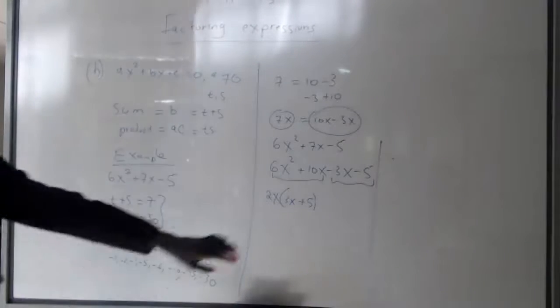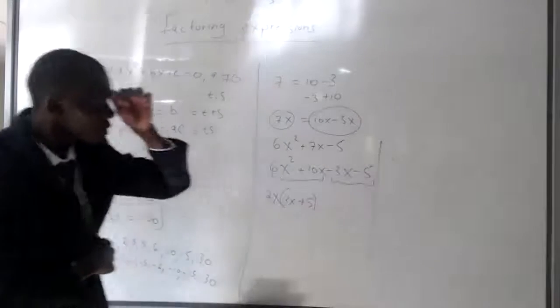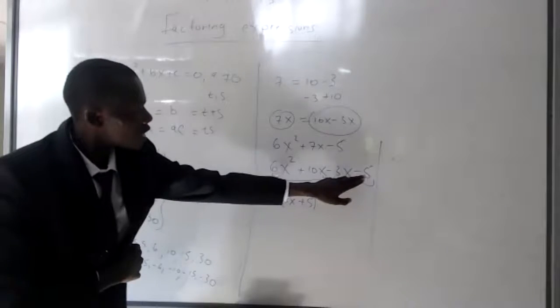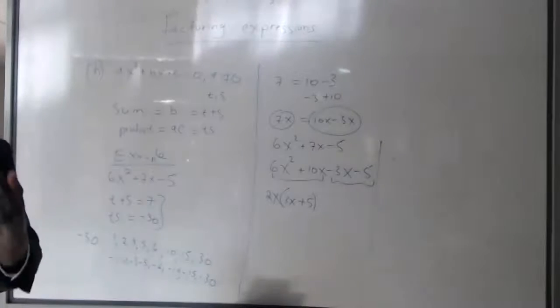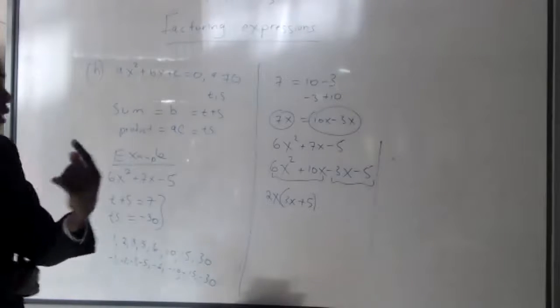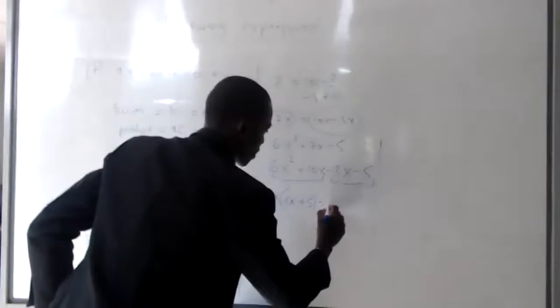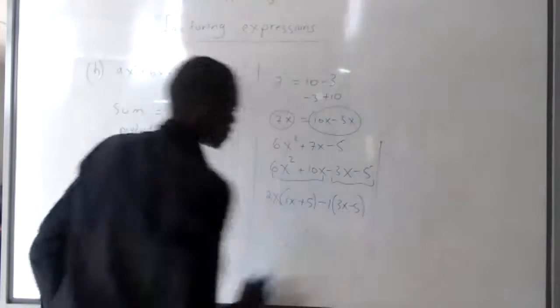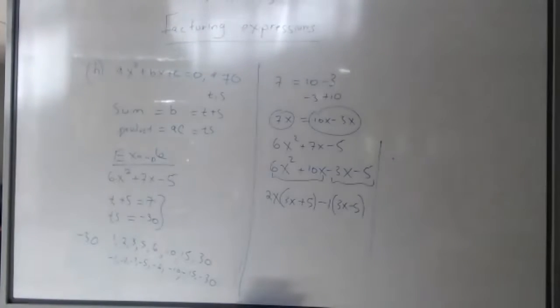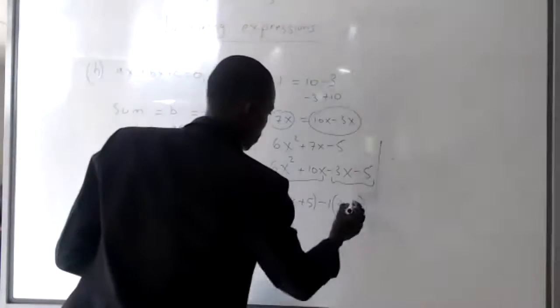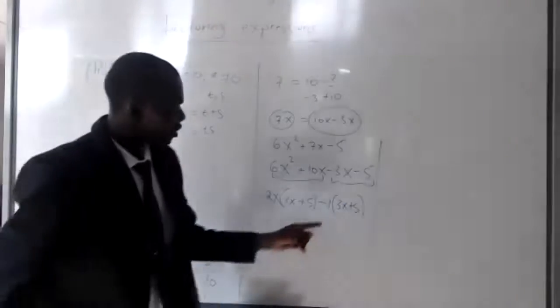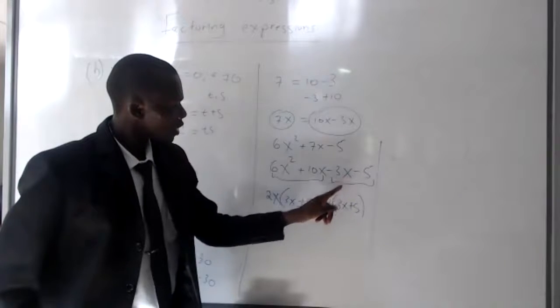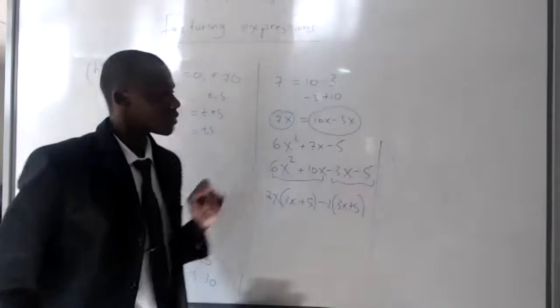Okay? Then we move to the second group. So negative 3x and negative 5, there is only one common factor, which is negative 1. So you have minus 1 into 3x plus 5, because negative 1 times 3x is negative 3x, and negative 1 times 5 is negative 5.